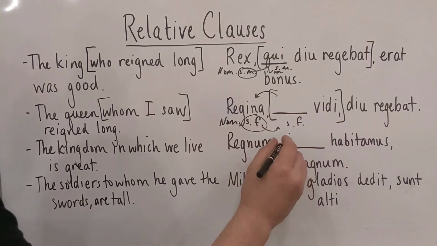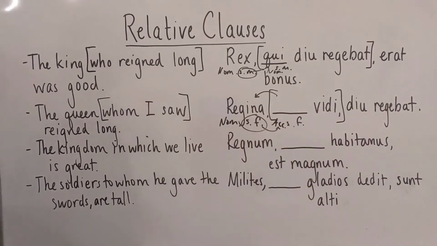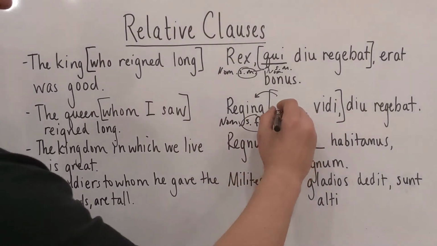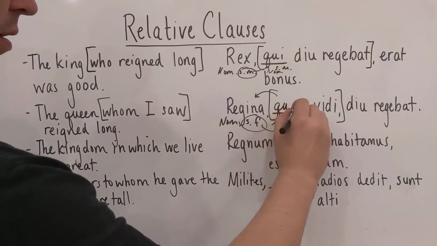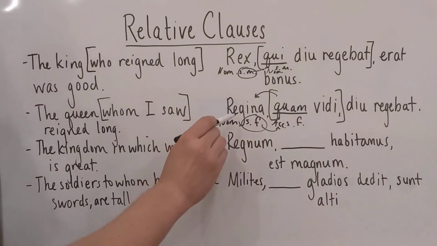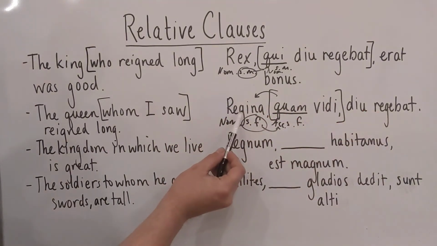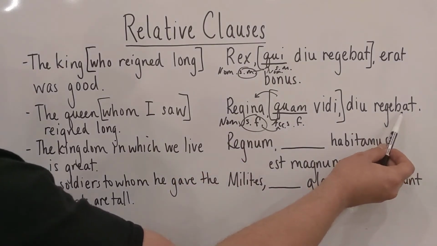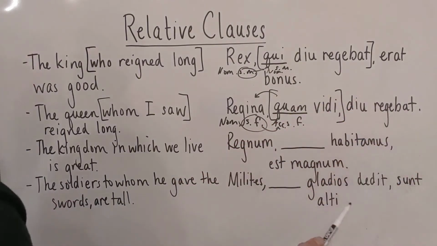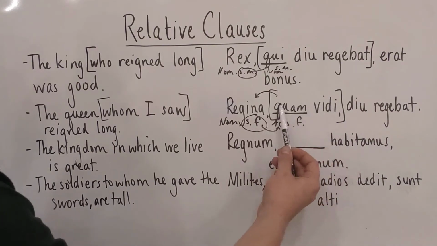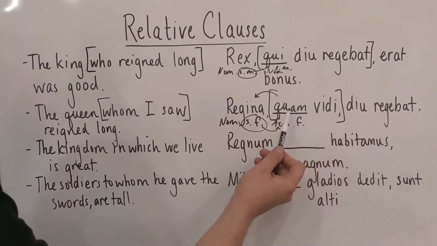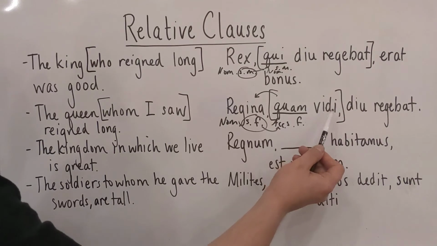Whom is accusative, the direct object of vidi. So we want quam vidi. Regina quam vidi diu regebat. The regina is the nominative subject of this verb regebat. She's the subject of the main verb here. But inside this subordinate clause, this relative clause, she's the direct object of this verb, and I am the subject of it. First person singular, perfect, vidi.